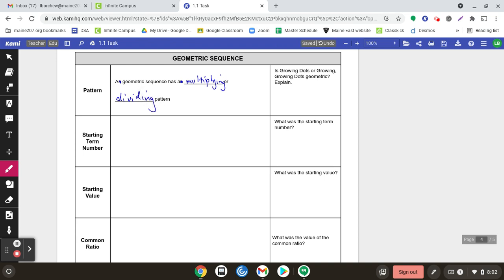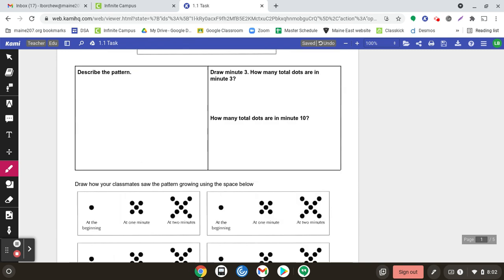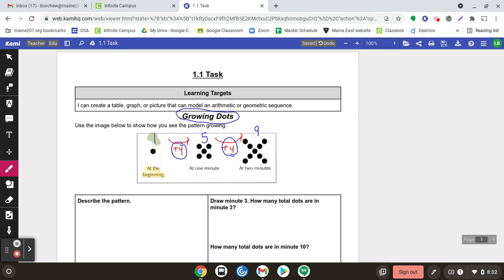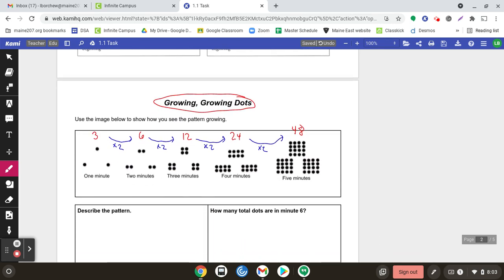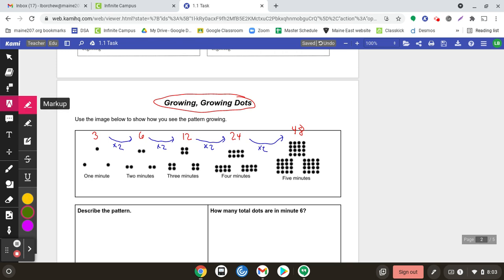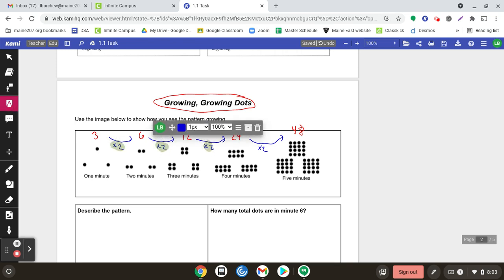So is growing dots or growing dots geometric and explain? Well, we already said page 1, growing dots, was arithmetic. So go to page 2, growing dots, and that is geometric because if we take a look, the pattern is 2.